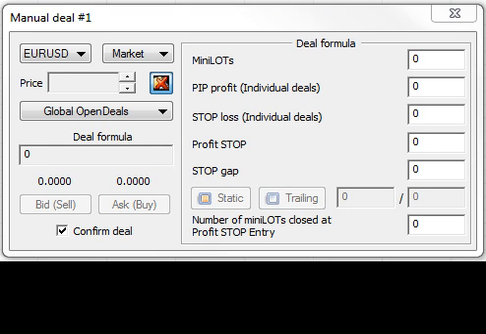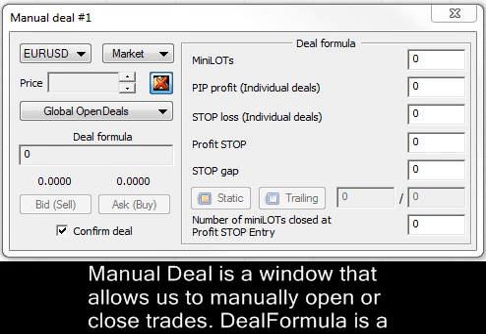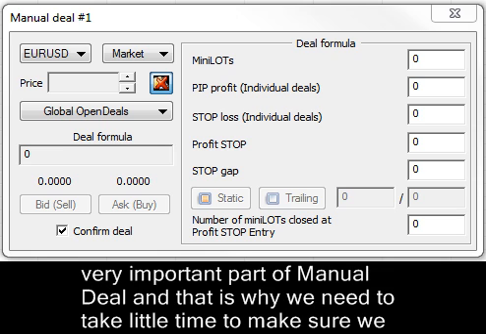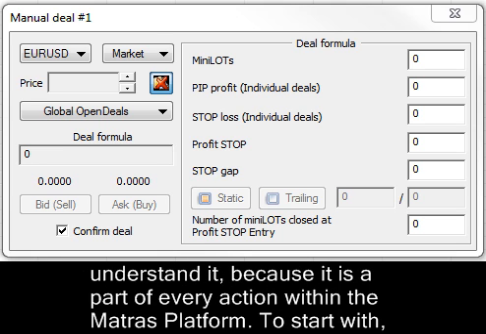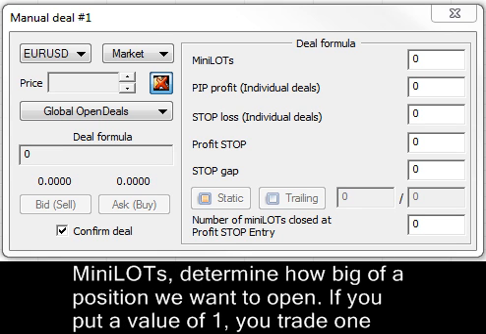Manual deal is a window that allows us to manually open or close trades. Deal formula is a very important part of manual deal, and that is why we need to take a little time to make sure we understand it, because it is a part of every action within the matras platform. To start with, mini lots determine how big of a position we want to open.